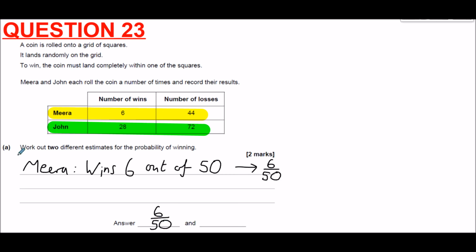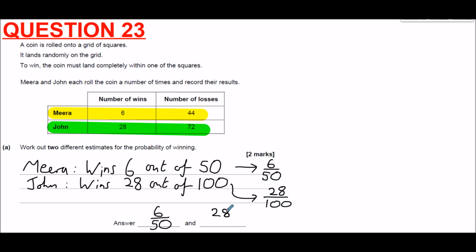So she's played 50 times. John, though, has played more times. John's won 28 times out of, well, he's played 28 plus 72, which is 100. So he's won 28 times out of a total of 100 games. And as a fractional probability, that's 28 out of 100. So those are 2 possible estimations of probability. You could simplify them down if you wanted to, but for probability you don't need to stress as much about simplifying down the answers unless the question asks you to.